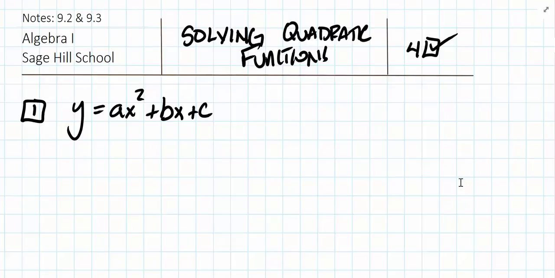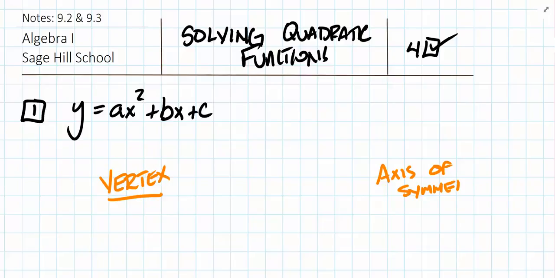Okay, so here are two really fast and important things to talk about when we're talking about how to graph a quadratic. If you're given any quadratic, like y equals ax squared plus bx plus c, you need to be able to find two things: the vertex, and the axis of symmetry. And here is how you find both of these things.